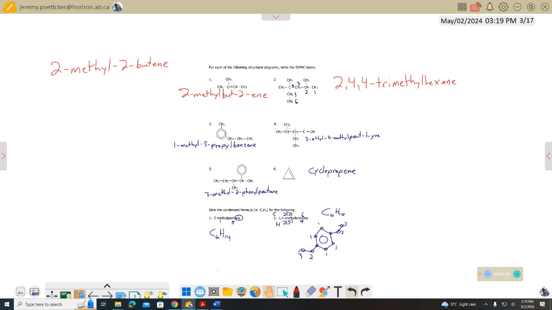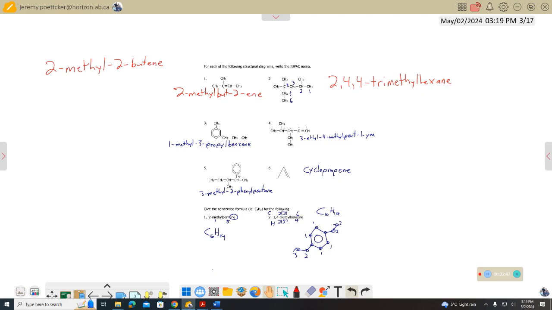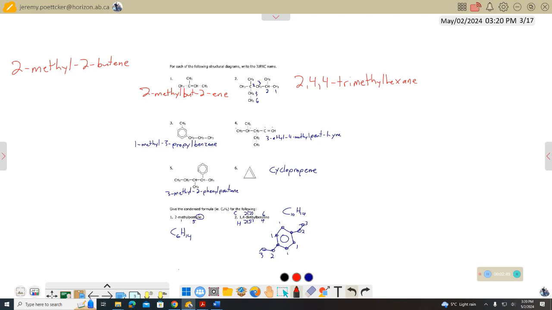Number 5, in this case, we don't have a nice way to name all of this as a branch. And so we have a pentane, a 5-carbon chain, with a phenyl branch and a methyl branch. And again, methyl comes before phenyl. So alphabetical, there we go. Number 6, cyclopropene. We do not need to have that as numbering because there's only one way to have cyclopropene.